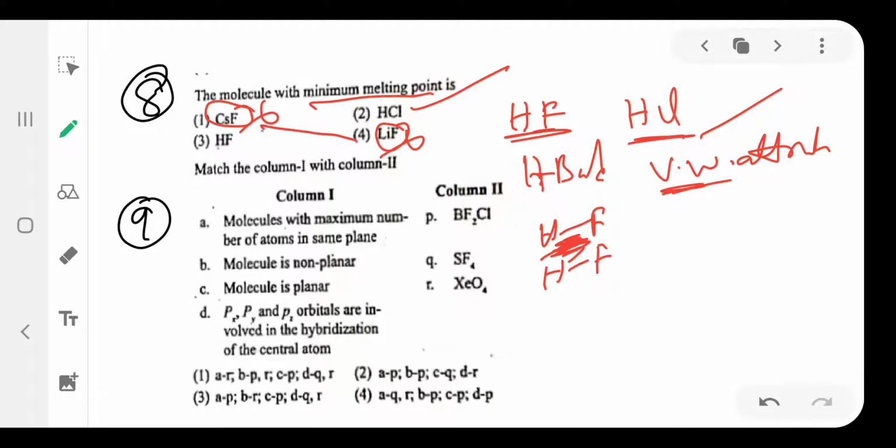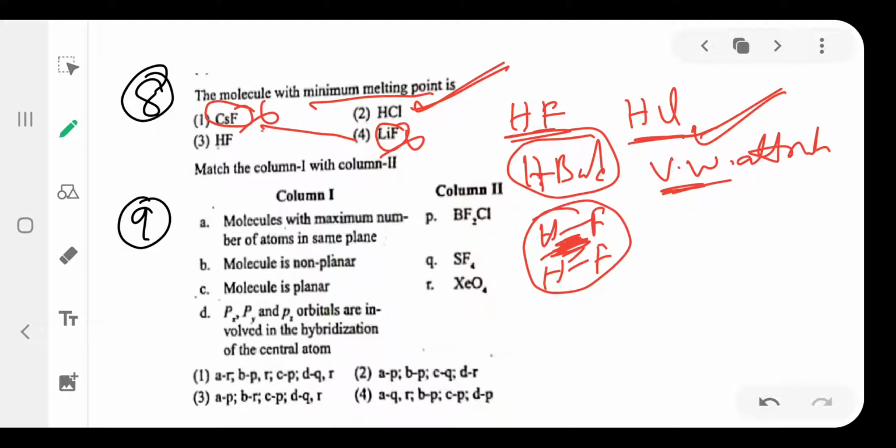Why does HF have the highest melting point? Due to the presence of hydrogen bonds between the HF molecules and also higher van der Waals attraction force. But in HCl, the van der Waals attraction force is less, and at the same time hydrogen bonds are also absent. That's why it has the lower melting point. Option is 2. Then question number 9.